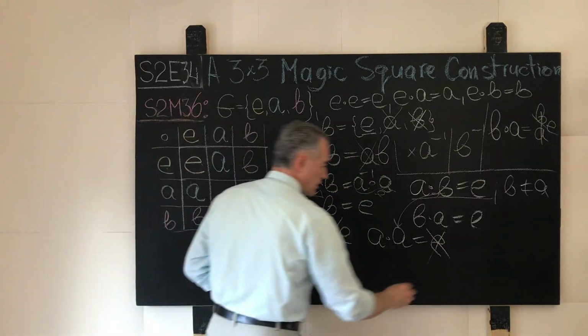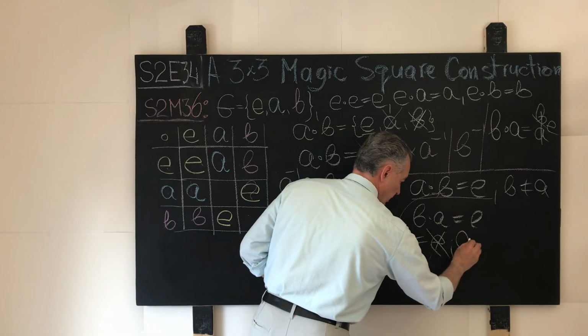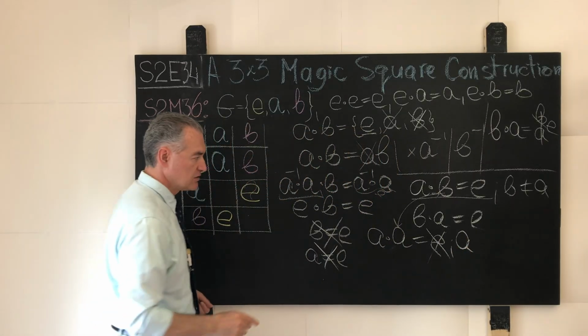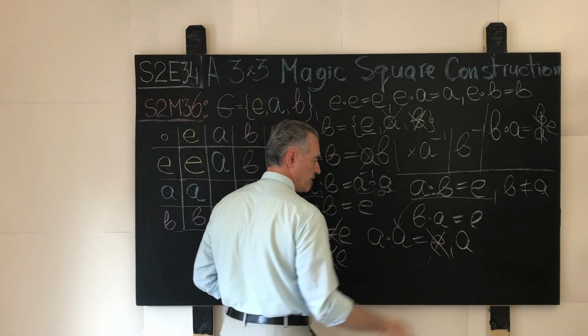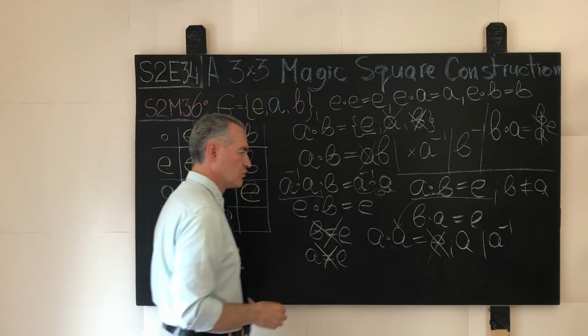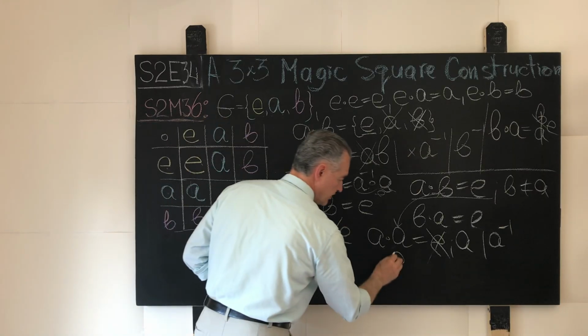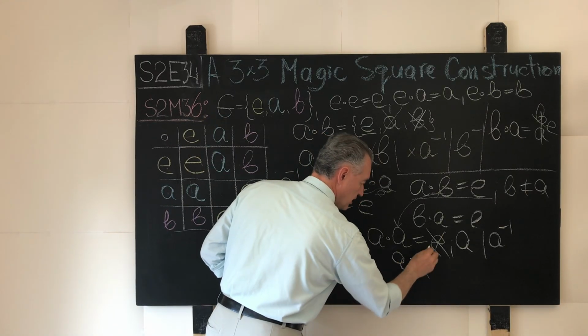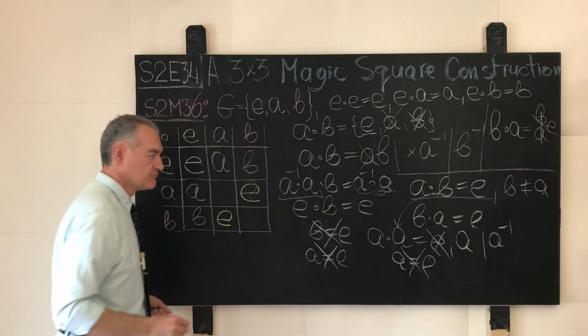Do you feel another contradiction coming up? If we equate this to A, what would that mean? If we multiply this equality through by the inverse of A from any side, what will we have? We'll have again that A is equal to E. Absurd. This is not possible.